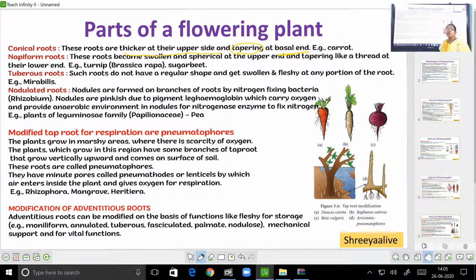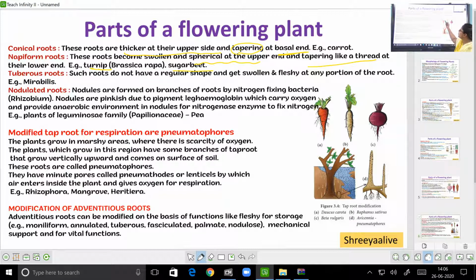Napiform root. These roots become swollen, spherical or rounded in shape at the upper end and tapering like a thread at the lower end. Example, turnip or sugar beet. Sugar beet is beetroot, Beta vulgaris. When we take the beetroot and look at it, the upper side is spherical or rounded in nature and the lower side is tapering. So this is a beetroot, which is an example for napiform root.